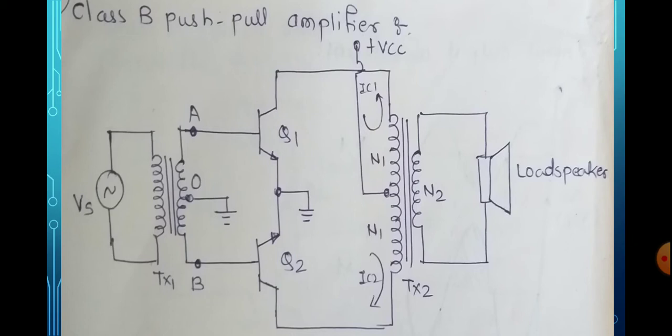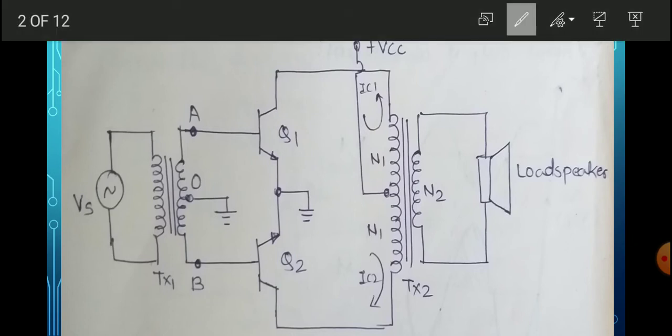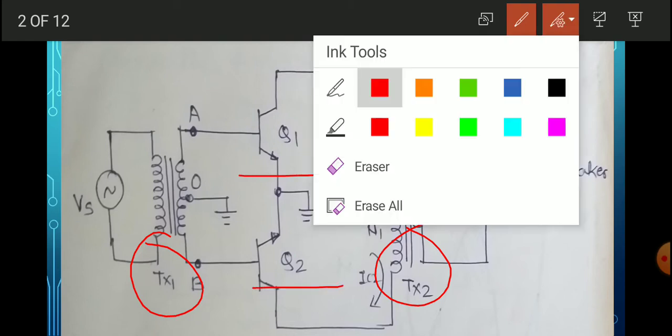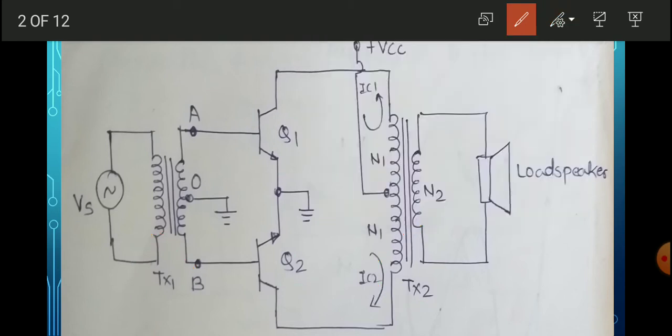Now let us see the description of the circuit. The circuit consists of two center tap transformers, TX1 and TX2. So we can see TX1 and we can see TX2. These are two identical transistors, Q1 and Q2.